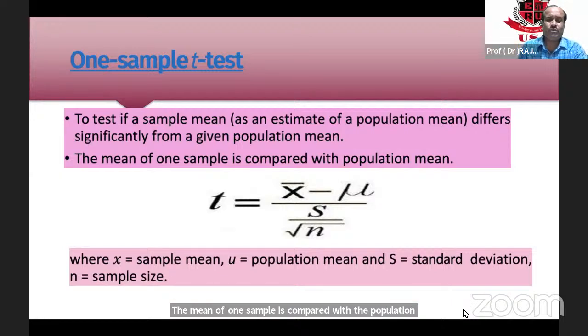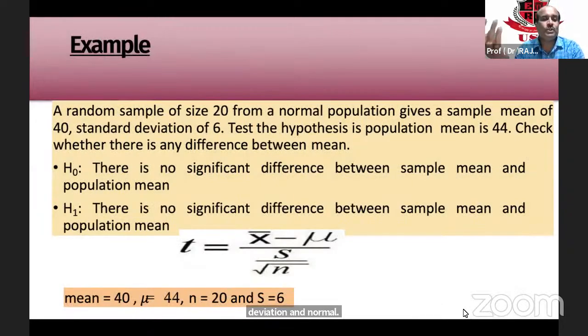So in that case, t equals x bar minus mu divided by s divided by the square root of n. x bar is the sample mean, mu is usually the population mean, s is the standard deviation, and n is the sample size. So suppose a random sample of size 20 from a normal population gives a sample mean of 40. The standard deviation is 6. The hypothesized population mean is 44. On that occasion, you can go for a t-test.